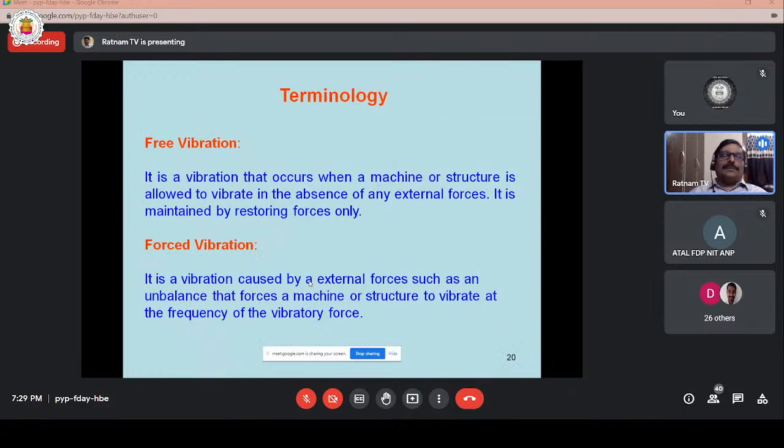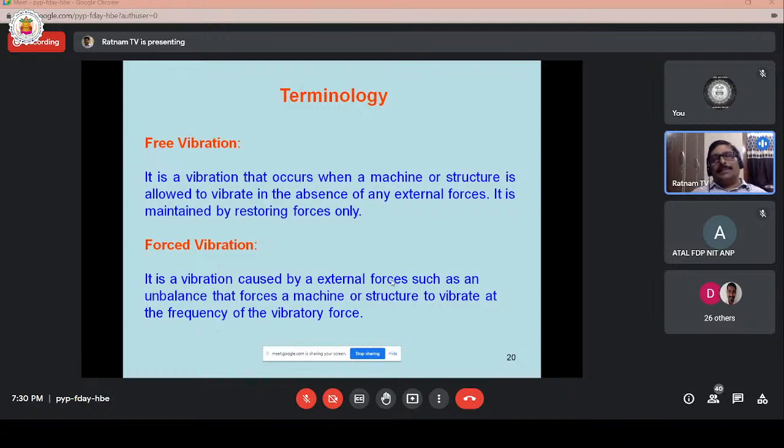Free vibration and forced vibration. You might have studied this terminology as research scholars and PG students. I'm quickly reading it out. Free vibration is a vibration that occurs when a machine or structure is allowed to vibrate in the absence of any external force. It maintains continuous movement with the help of restoring forces only. It is allowed to vibrate freely when an initial force is applied on the machine or structure.